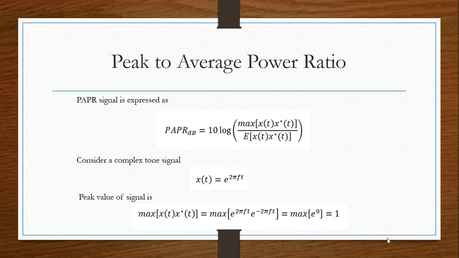Next, we would like to go to peak to average power ratio, which is one of the important parameters to be considered for orthogonal frequency division multiplexing. First, I would like to explain what exactly is peak to average power ratio.